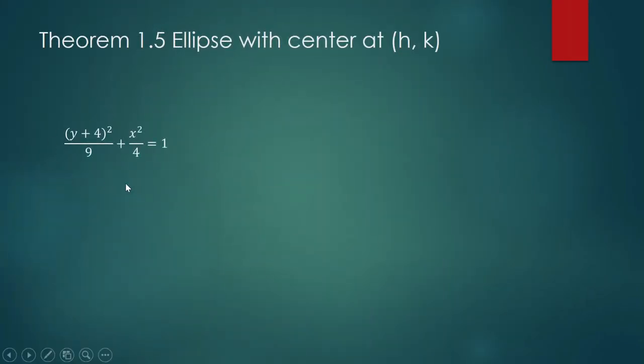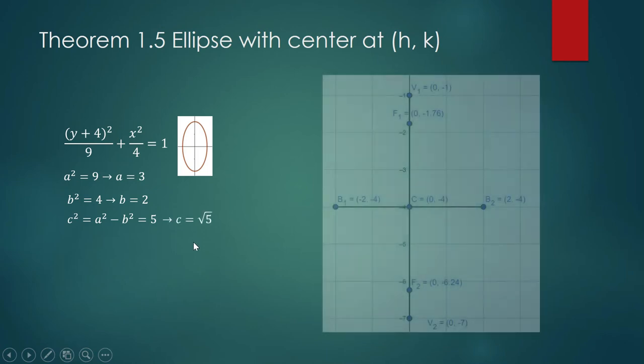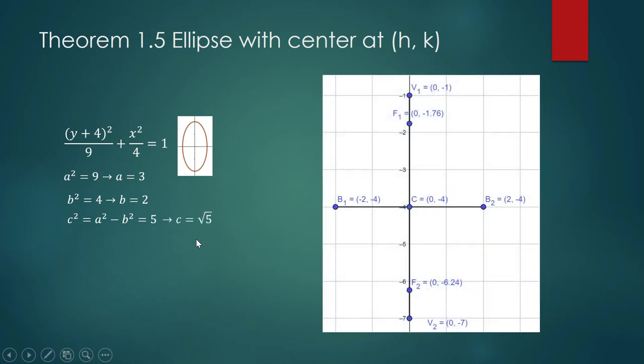Suppose, for example, we have this equation of an ellipse in standard form. The center is (0, -4). The larger of the two denominators is 9. This is a squared. It's under y. Our principal axis is vertical. a squared is 9 means a is equal to 3. b squared is 4, b is 2. What about c? c squared is equal to 9 minus 4. That's 5. So c is equal to square root of 5, that is approximately 2.24. Okay, so this is going to be the scattering of your points for the vertices, foci, and endpoints of your minor axis.